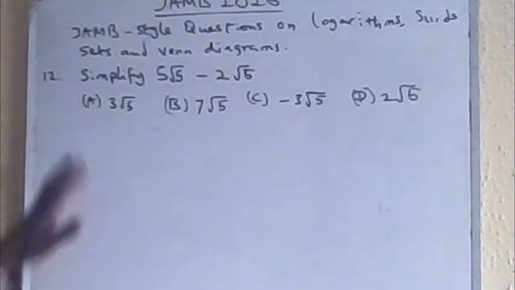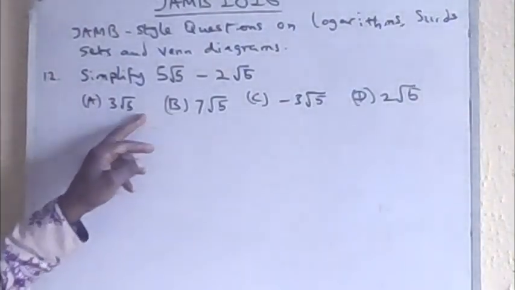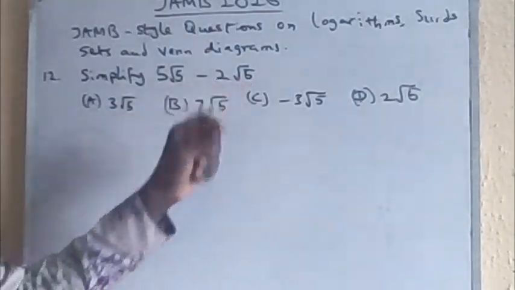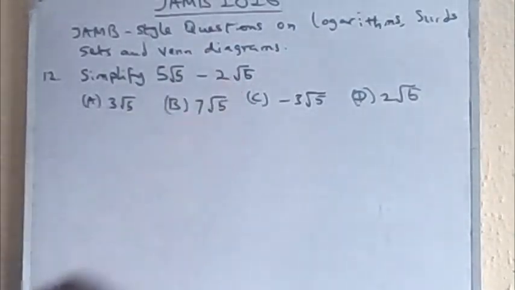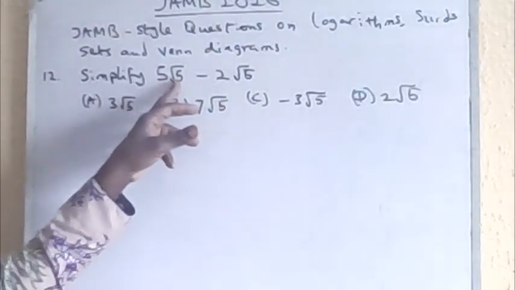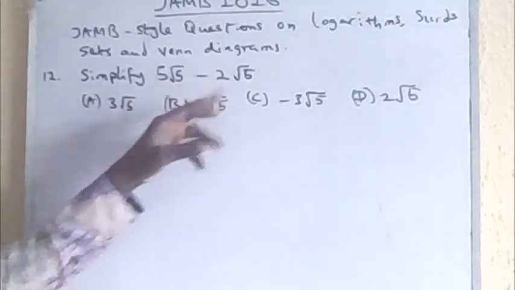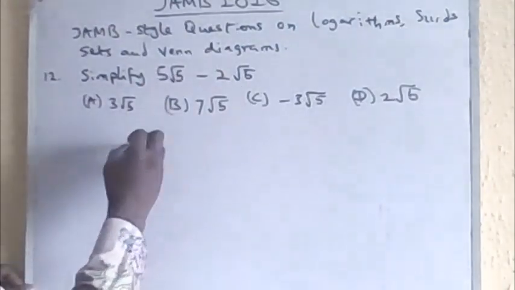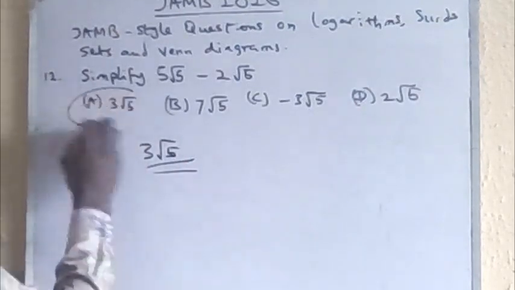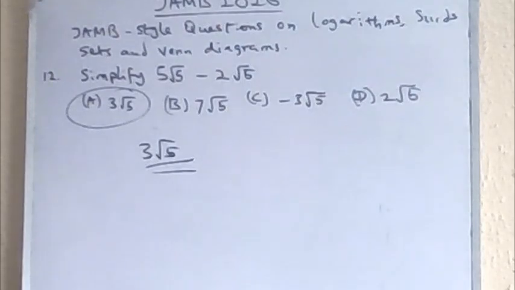So this question is similar to what we just did earlier. 5 root 5 minus 2 root 5. Again, you know that root 5 and root 5 are the same thing. So I can just work on the coefficients. These are the coefficients, the number before the surd. Okay, so 5 minus 2 here is 3 root 5. Already the answer is gotten as B. A, sorry. A, please. Okay?